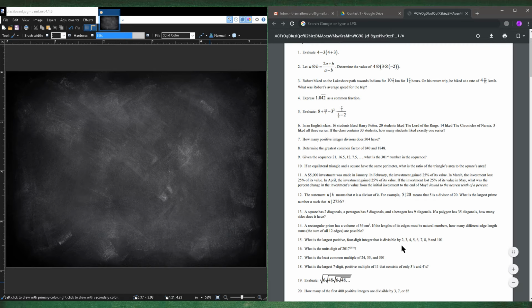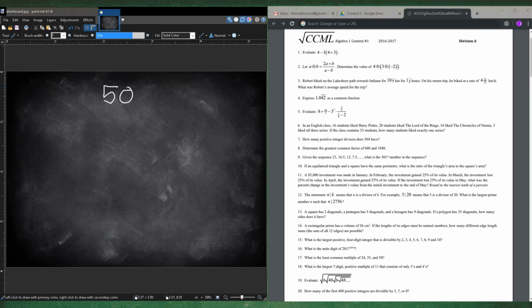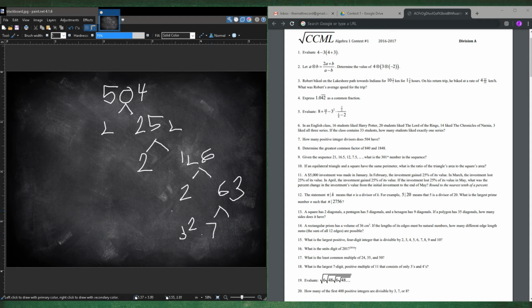How many positive integer divisors does 504 have? There's a pretty neat trick about this. First, we have to find the prime factorization. So if I see it's even, I'm just going to divide by 2. So it's 252. And then divide by 2 again. That's 126, I think. Yep. Yeah, 126. And then divide by 2 again. That gets 63. And this one is just 9 times 7, which is just 3 squared times 7.